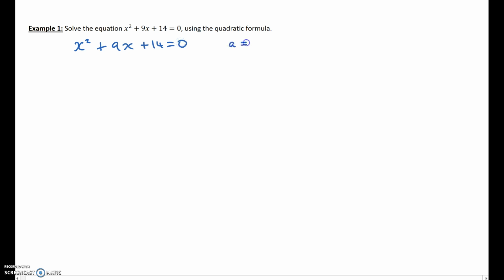So a will be 1, the number in front of x squared. B, the coefficient of x, is 9. And c, the constant coefficient, the number on its own, is 14.